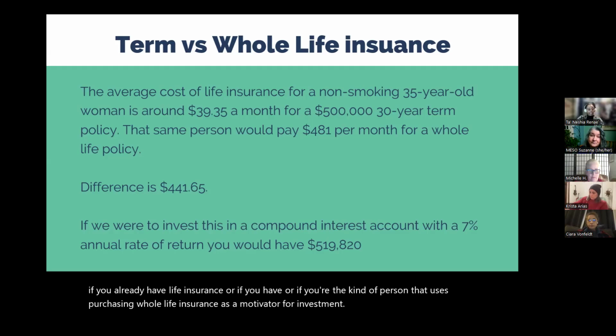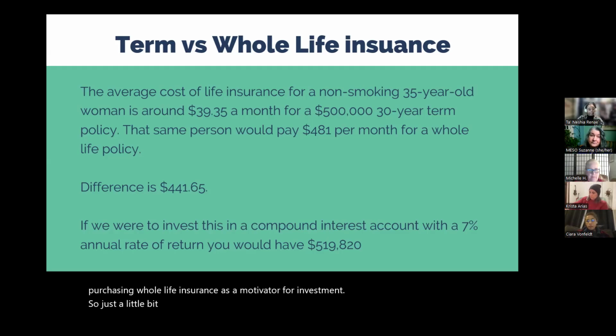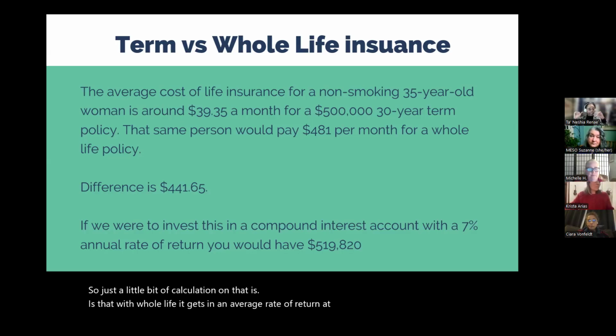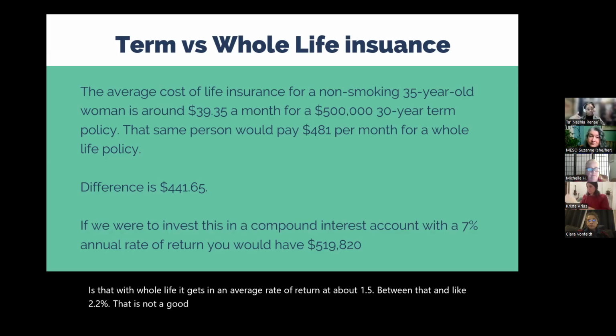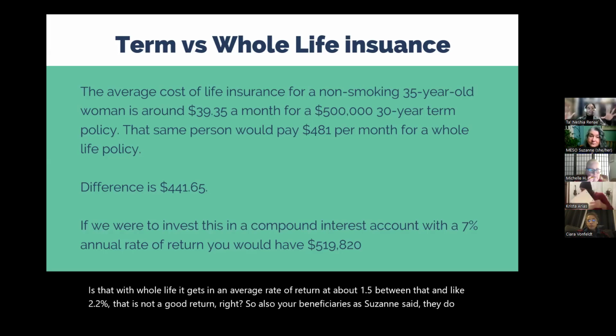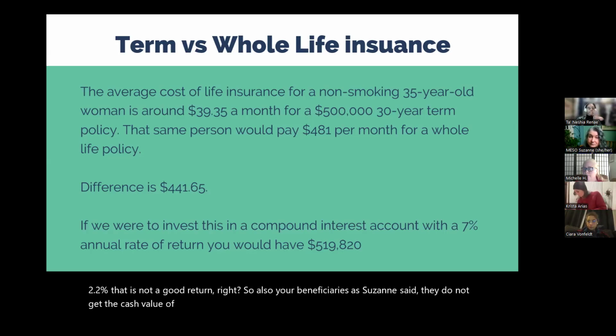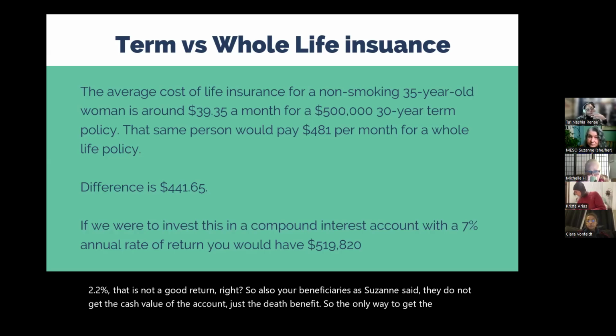So just a little bit of calculation on that: with whole life, it gets an average rate of return of about 1.5 to 2.2%. That is not a good return, right? Also, your beneficiaries, as Suzanne said, do not get the cash value of the account, just the death benefit. So the only way to get the cash value is to close out the account.